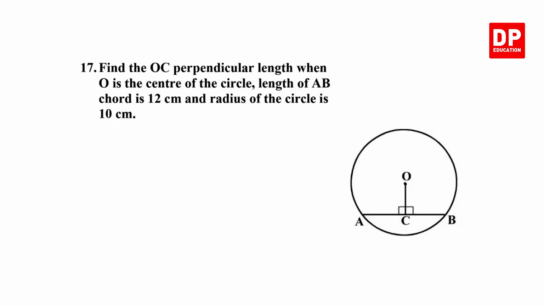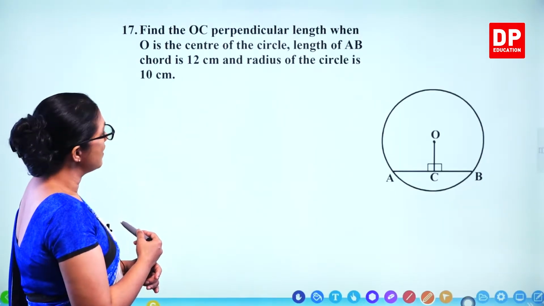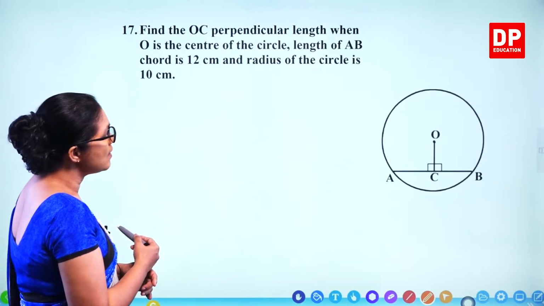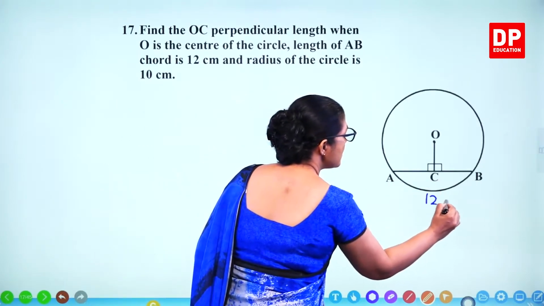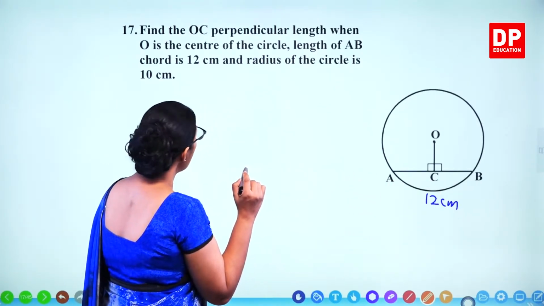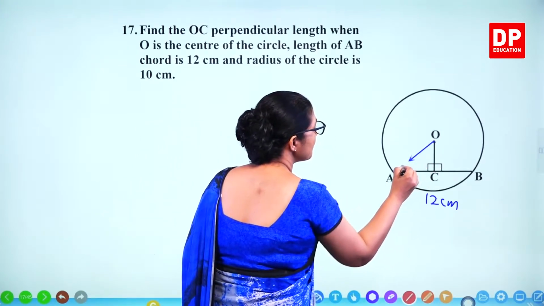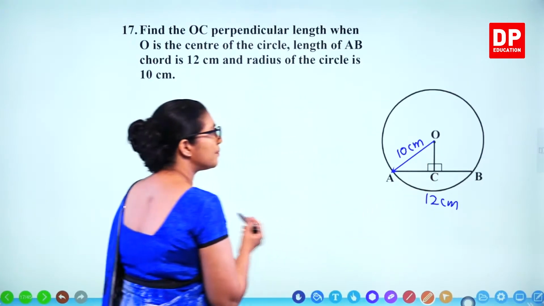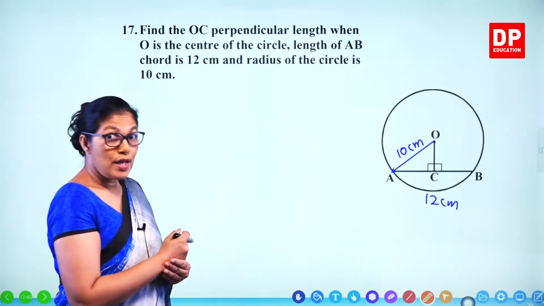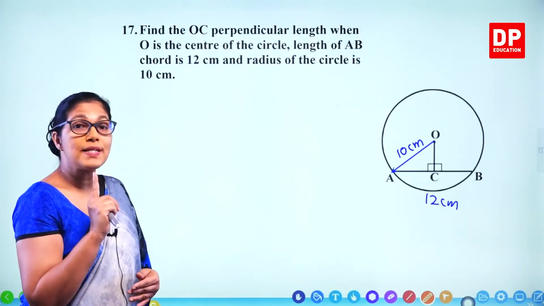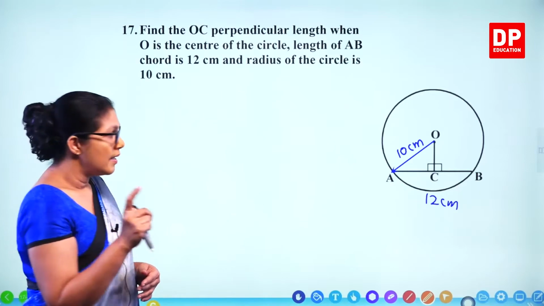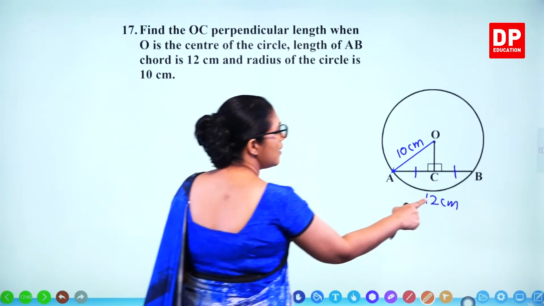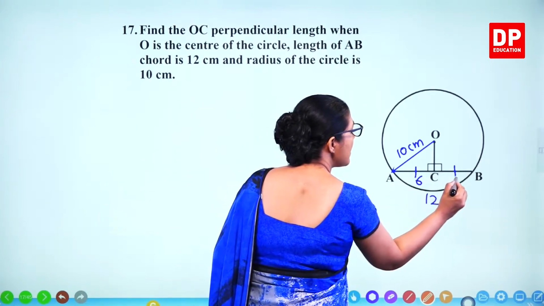Question number 17. Find the OC perpendicular length. O is the center of the circle, length of AB chord is 12. This whole thing is 12 centimeters. And the radius of the circle is 10. This is 10 centimeters. How can we do that? We know that when you draw a perpendicular from the center to the chord, this becomes the midpoint. So these two lengths are equal. If the whole thing is 12, this is 6 and 6.